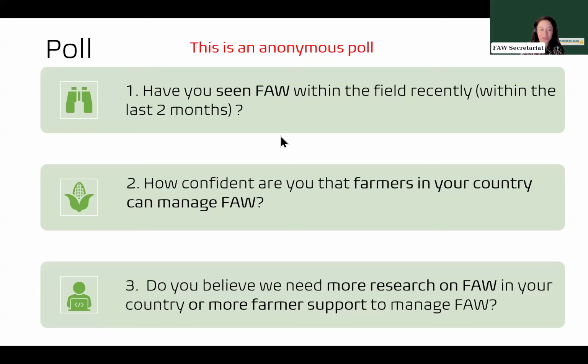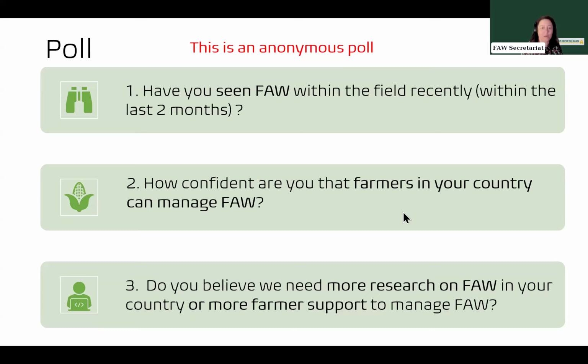For example, if you believe we need more research on fall armyworm versus more farmer support. For all the researchers in the room, I'm sure they're going to put we need more research, but I'm sure there are others that will put more farmer support. There's a bit of competition, or you can be nice and say we need both. Up to you. But you have 3 questions.